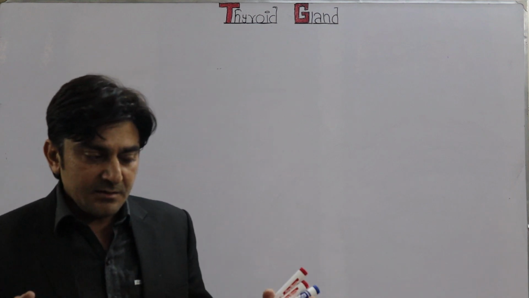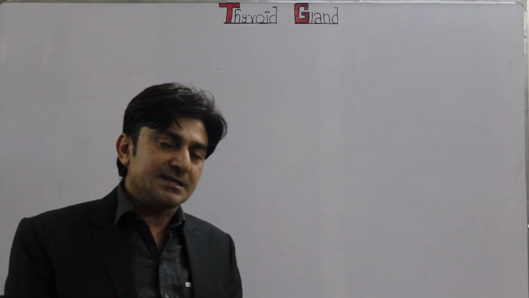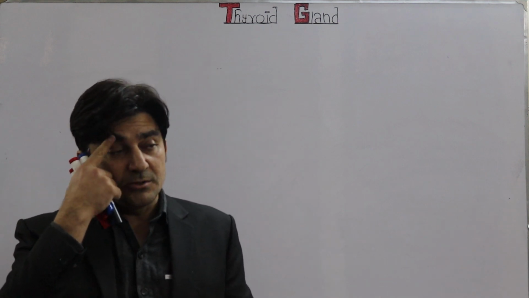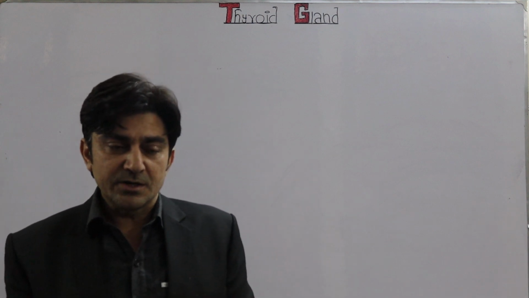The overproduction and secretion of T3 and T4 is called hyperthyroidism, while the undersecretion of T3 and T4 hormone from the thyroid gland is called hypothyroidism. Now, there are certain causes of hyperthyroidism, meaning oversecretion of T3 and T4 hormone, and there are certain causes of hypothyroidism, meaning the undersecretion of T3 and T4 hormone.